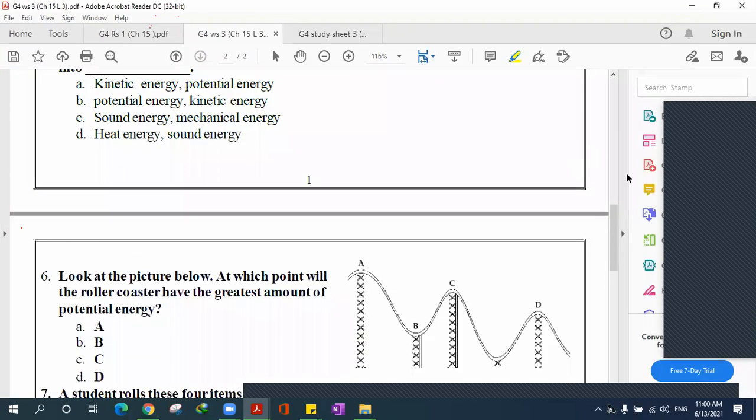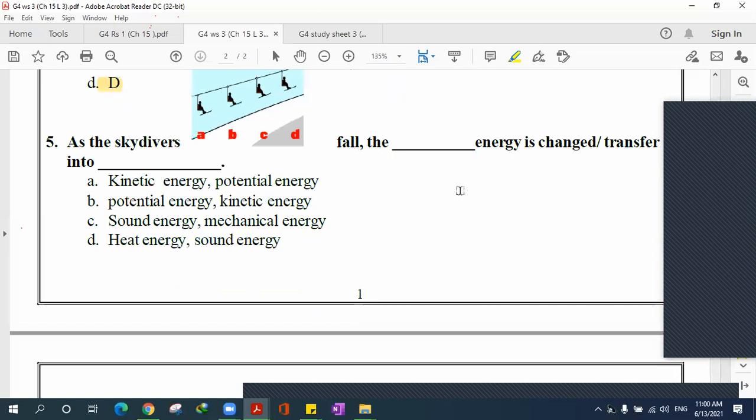Let me change it for you. Can you see it? Yes. So the skydivers, do you know the skydivers, people that jump with parachutes? Yes. So now he was on the plane and then he jumped downwards. So what kind of energy is changing into what? B, yes, it's gonna be potential into kinetic, because he was standing still on the top of the plane, but then he jumped, so all his potential energy will change into kinetic energy. Thank you so much.